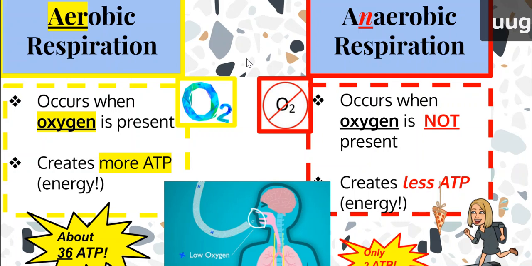That's aerobic respiration. Anaerobic respiration is the opposite. There's no oxygen. And because there's no oxygen, it makes very little energy. In fact, it only makes 2 ATP when comparing it to aerobic, which makes 36 ATP.